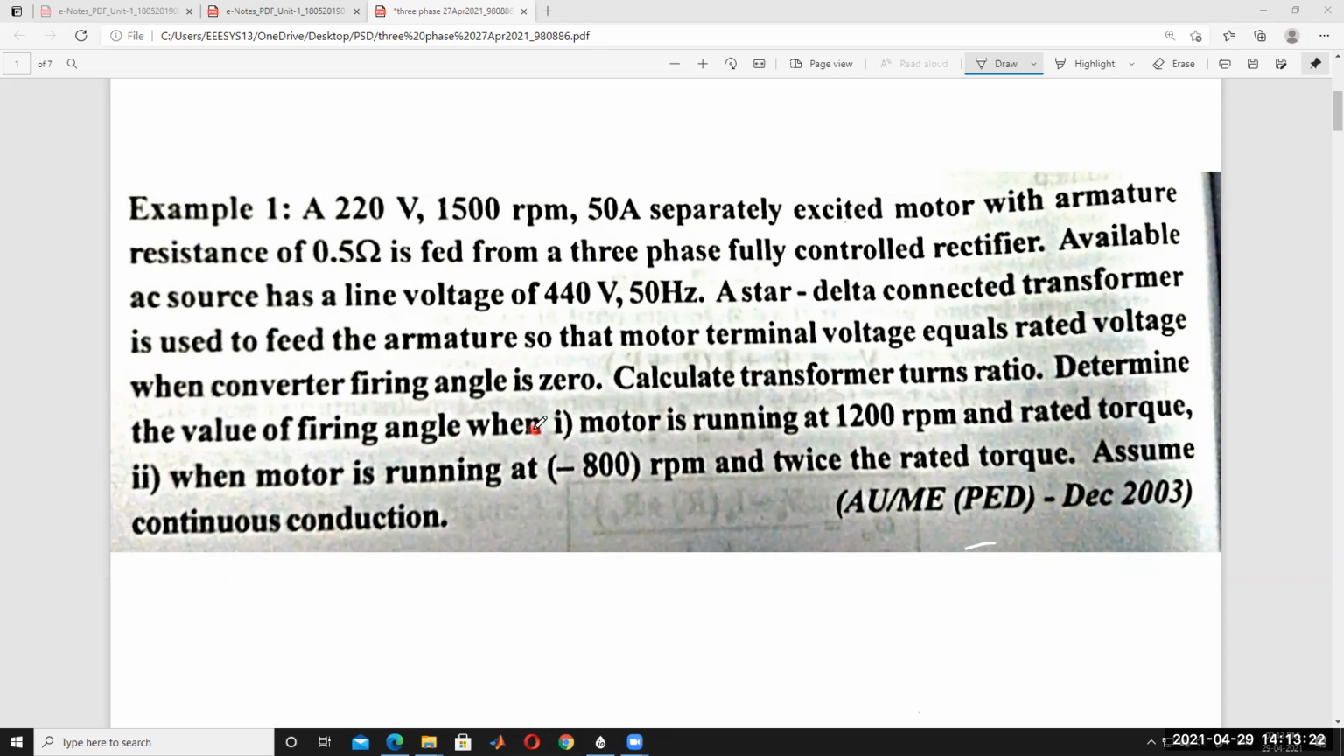Determine the value of the firing angle when the motor is running at 1200 RPM and rated torque. This is the first question. The second question: when the motor is running at minus 800 RPM and twice the rated torque. Here rated torque, and here twice the rated torque, but the motor is running at minus 800 RPM. Assume continuous conduction mode.